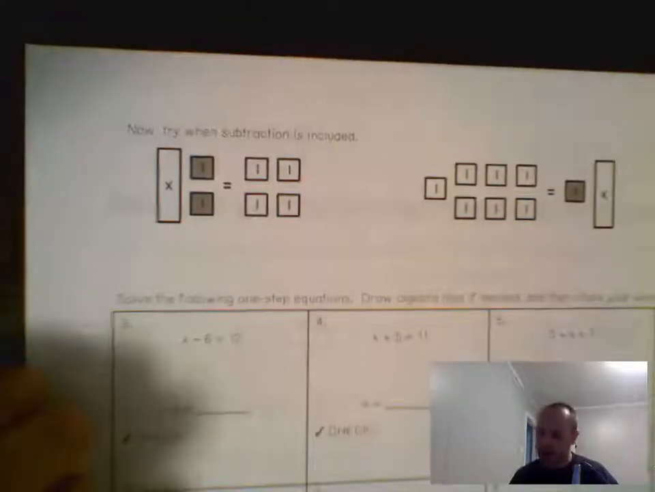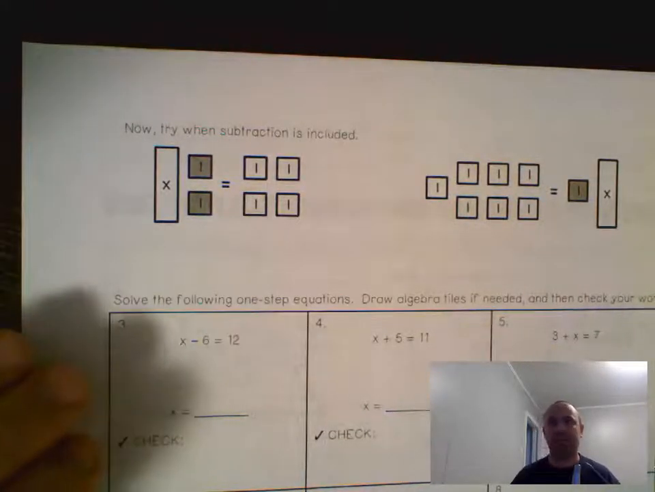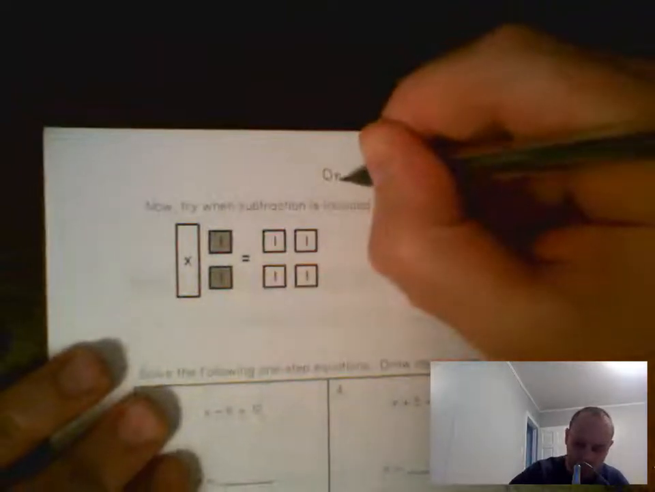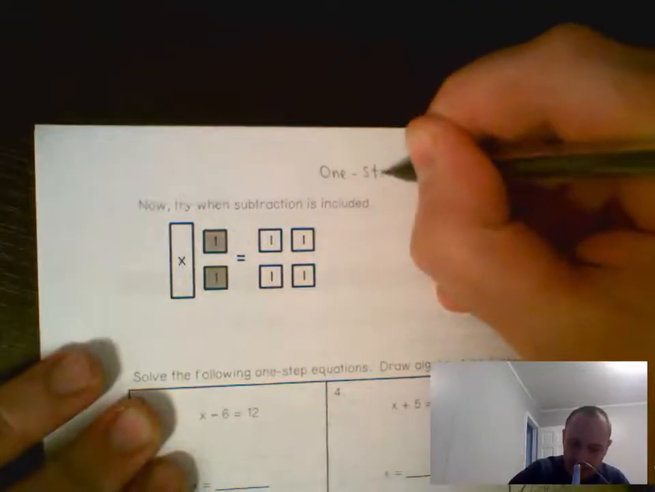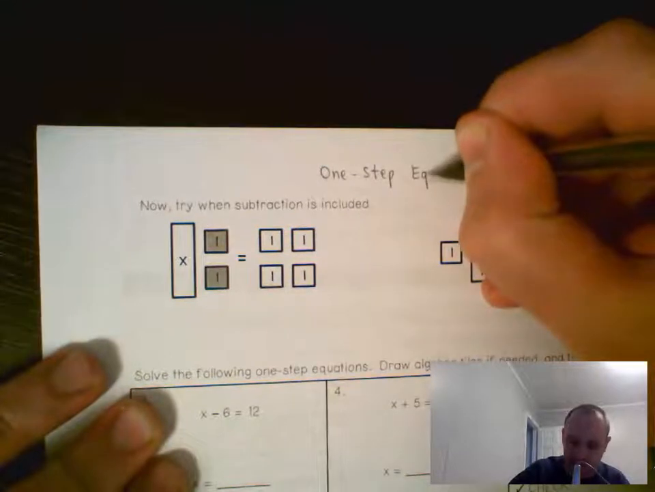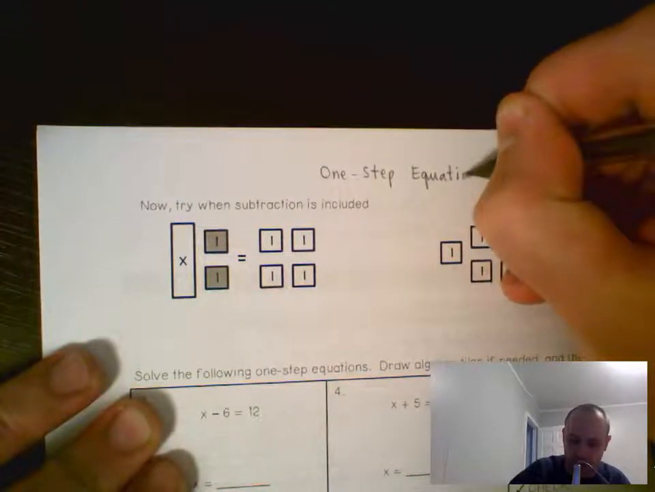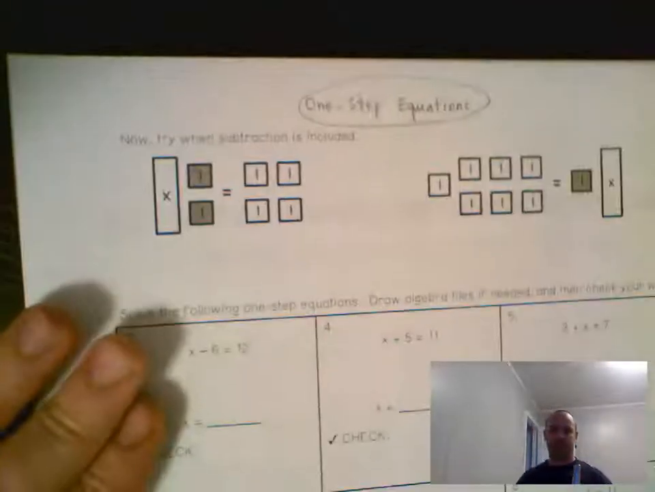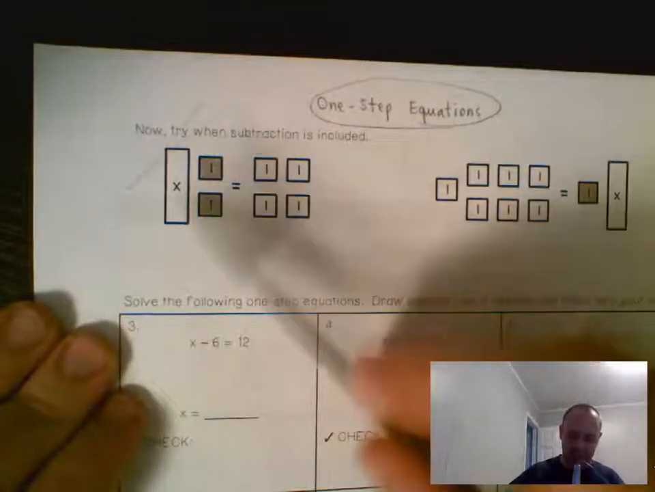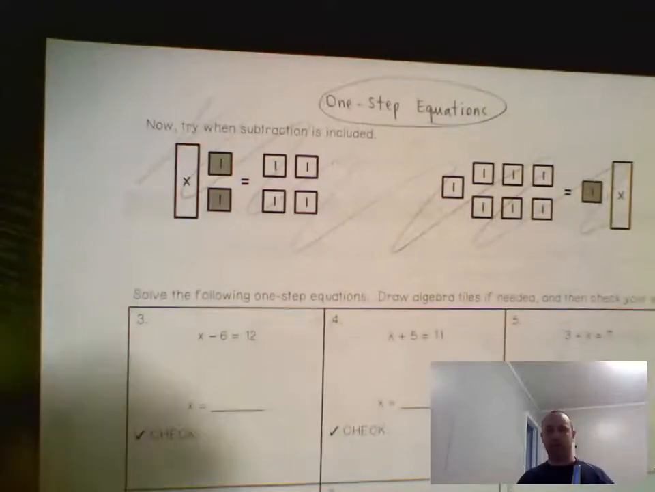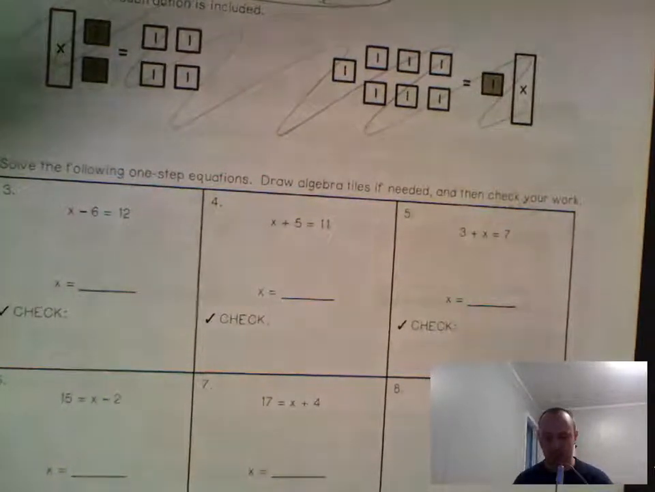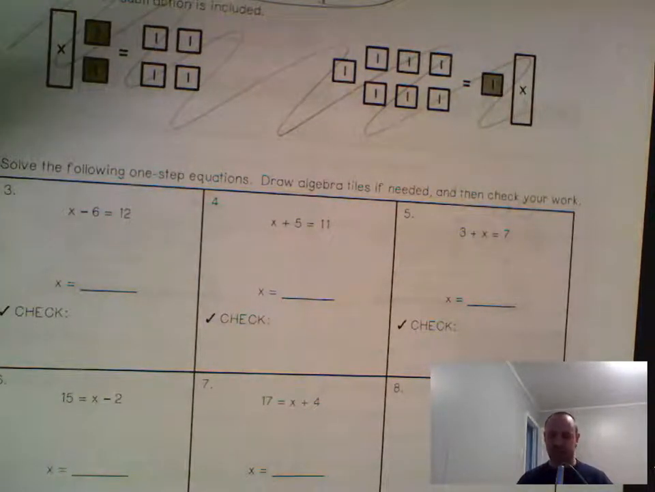Hussey here. This will be Wednesday's lesson, and we're gonna deal with something called one-step equations. So if you guys can write this down, one-step equations. That's our topic for today, one-step equations. You can scribble this off, I think that makes it more confusing. Okay, so we'll just talk about one-step equations down here. Solve the following one-step equations, draw algebra tiles if needed, and then check your work.